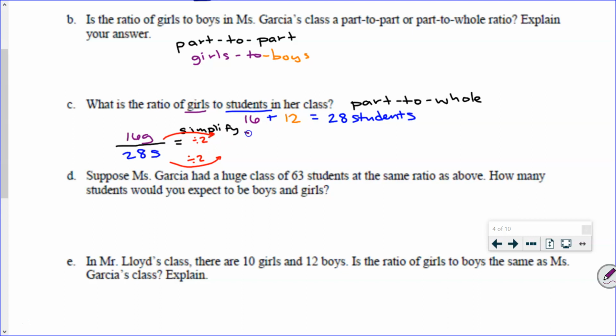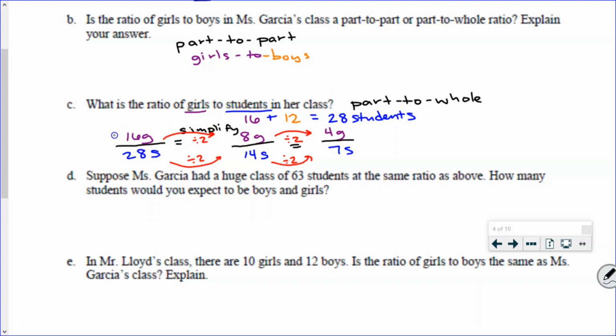16 divided by 2 is equal to 8 girls. And 28 divided by 2 is equal to 14 students. Is this all the way simplified? No, we can still see that they have something else in common too, right? What do 8 and 14 have in common that we can divide out? Luke, we have a 2 in common, so I'm going to divide by 2. And 8 divided by 2 is equal to 4, 4G for girls. And 14 divided by 2 is equal to 7S for students.